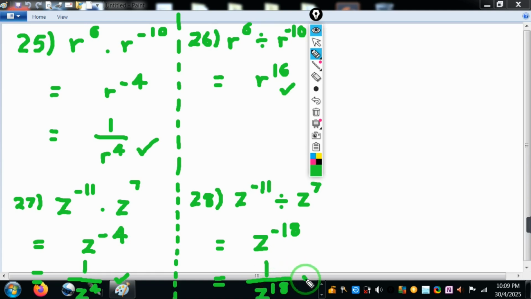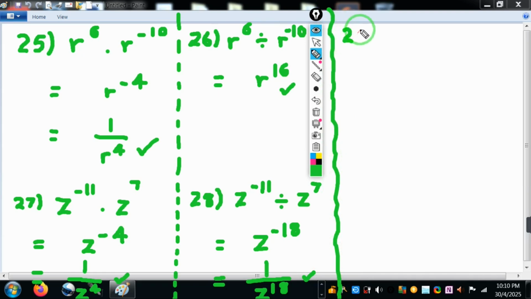2 to the power of 18. 1 over 2 to the power of 18, 100% correct. Now we are going to 29. Of course, there will be a 30 also. Let me recheck. Is this the end of the question? Yeah, Z is done. So let's go on to another one.